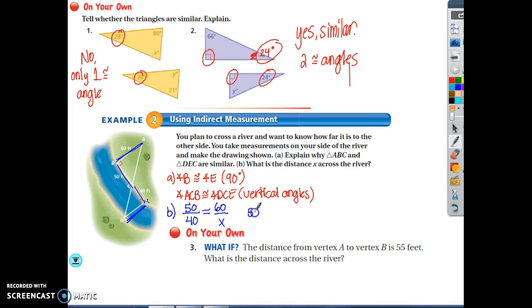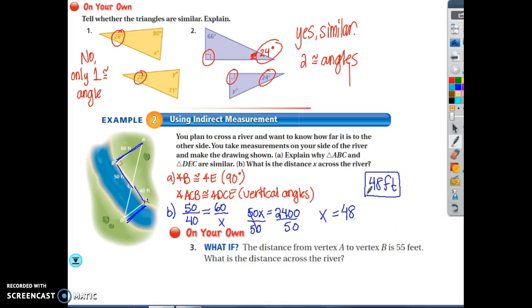x times 50 is 50x, and that's going to equal 2,400. From here, I divide by 50, and x is going to equal 48 feet. So the distance across the river is 48 feet.